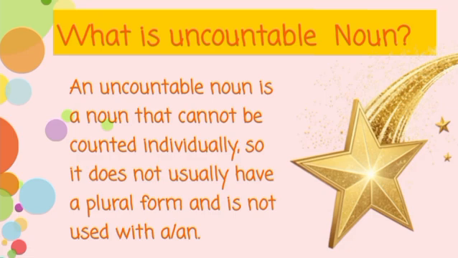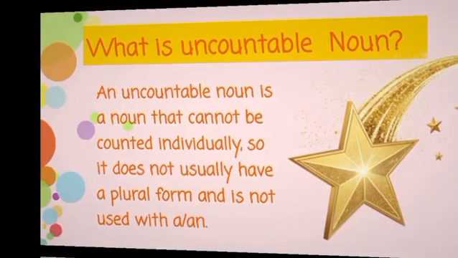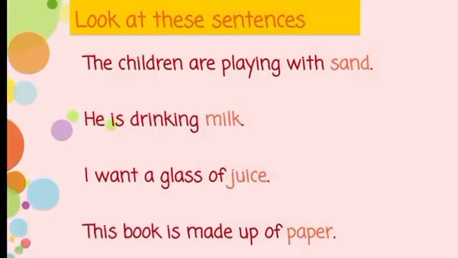So, what is an uncountable noun? An uncountable noun is a noun that cannot be counted individually, so it does not have a plural form and is not used with a or an. An uncountable noun can't be counted individually.